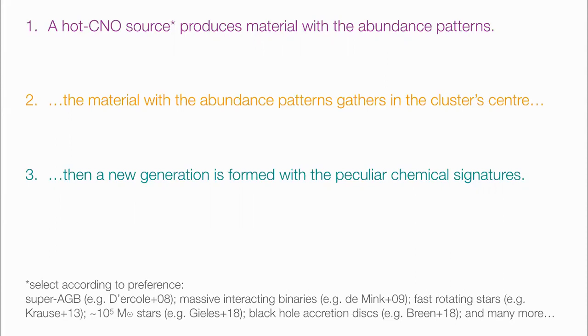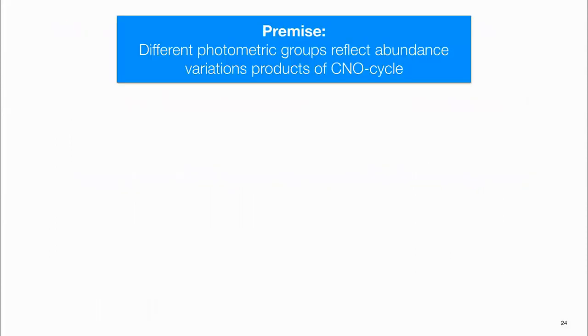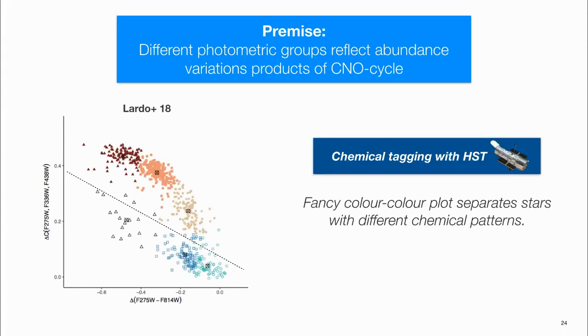The chemical signatures that we see, which translate into the different photometric groups, are a reflection of the product of hot CNO burning, okay? So using HST, you can create this fancy color plot that is very good at separating stars with different chemical signatures. For example, in this figure, each color represents a unique chemical pattern. So I'm going to use this to show you how this fundamental premise of hot CNO burning as the source of this material breaks down.